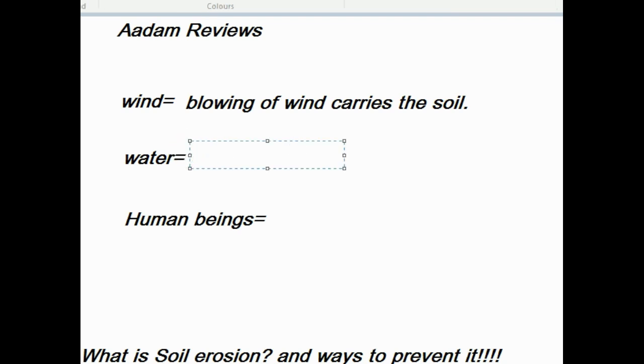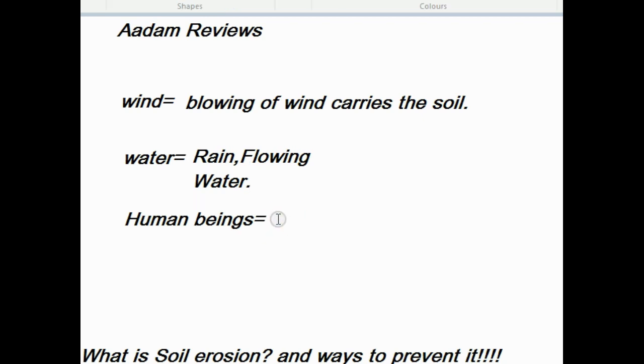Now let's take water. Water can cause it by rain. Rain causes soil erosion because when rainwater gets caught up, it flows down with great force, which takes away all the soil. Then also flowing water, like in oceans, carries the soil away.